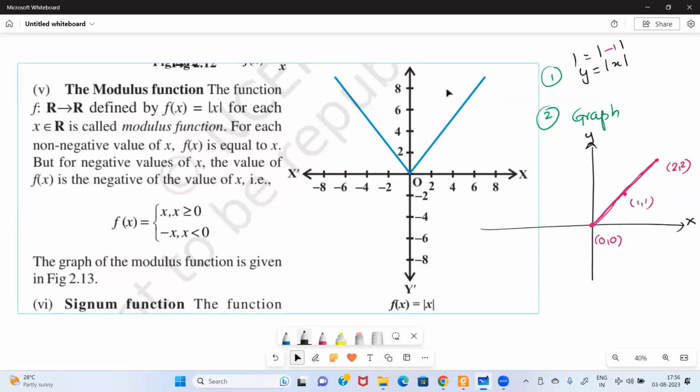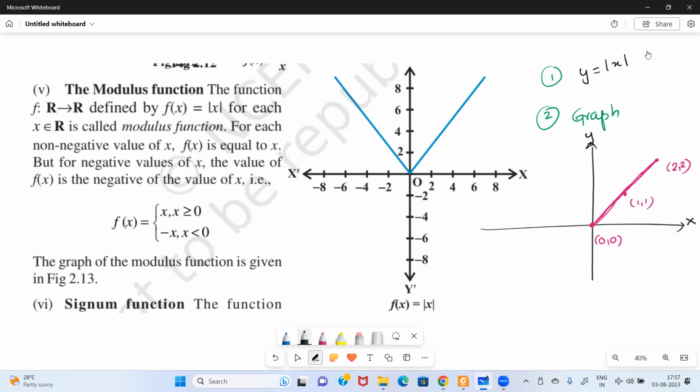Okay, students. Now let's say we are supposed to find a few things. What is the modulus function? Graph of it, domain and range. See here. When I say modulus function, y is equal to mod x, right? That's the equation. That's a function. Or you can write f of x is equal to mod x.